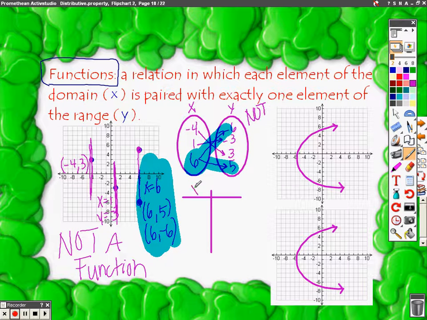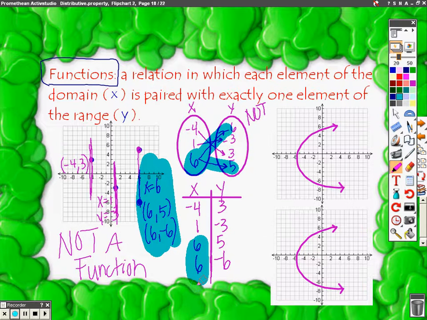And I'm going to look at an x and a y. I'm going to look at it as a table and see what that looks like. (-4, 3), (1, -3), (6, 5), and (6, -6). I'm going to extend this. And it's not a function because we have two 6's here.